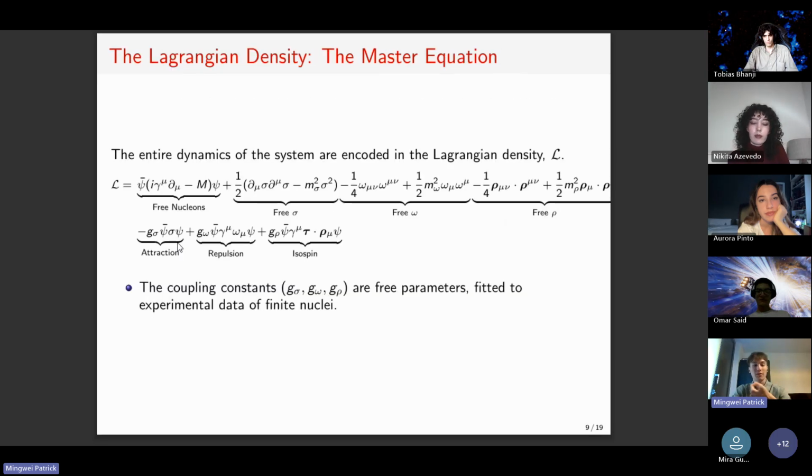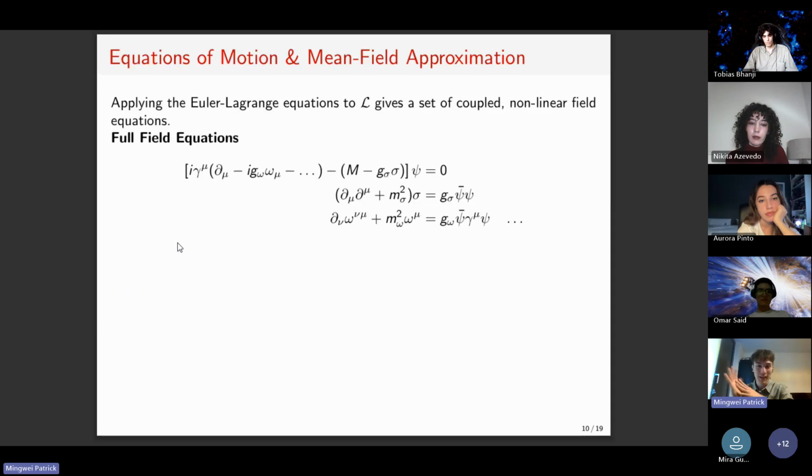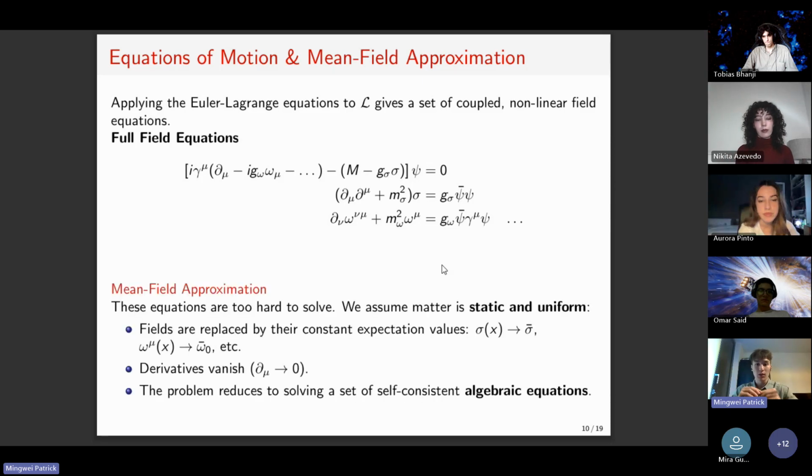But when we sub that Lagrangian density into our Euler-Lagrange equation, we will get 4 field equations, one for each field. We've missed one out, but it's a very similar form to the other 2 here. So this one's the nucleon equation of motion. This is the scalar meson, et cetera. And we want to solve these equations of motion to get an expression for the energy density and pressure, which will get us an equation of state, which is really useful to get the overall internal structure of the neutron star. The problem is that these equations are too hard to solve, in the sense that they are actually impossible in general to solve, right?